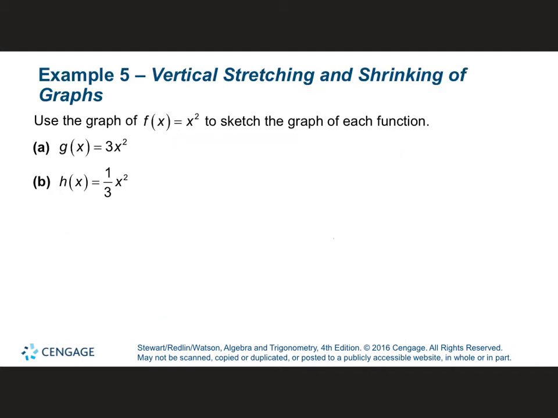So we look at example A here. We have g of x is equal to 3 times x squared. That 3 is not inside parentheses, so we know whatever's happening to it is vertical. Now, do we have a stretch or a compression? No parentheses, it is like what you see. 3 is greater than 1, so it's getting bigger. So this is a vertical stretch by a factor of 3.